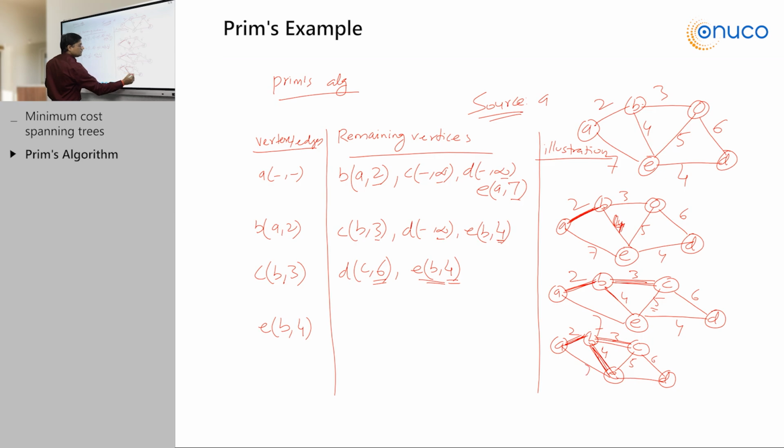Do you have a path from E to another vertex? Yes, E to D. E to D we have a 4. So D is the only one pending. C to D was 6, but E to D is 4. So 4 is lesser, so we are going to write it here.